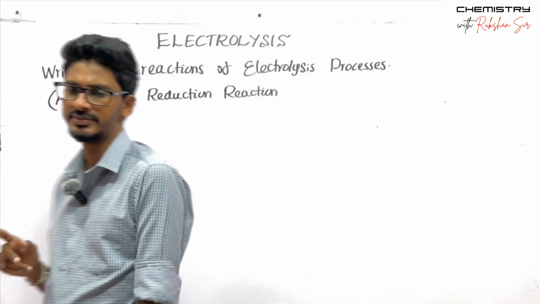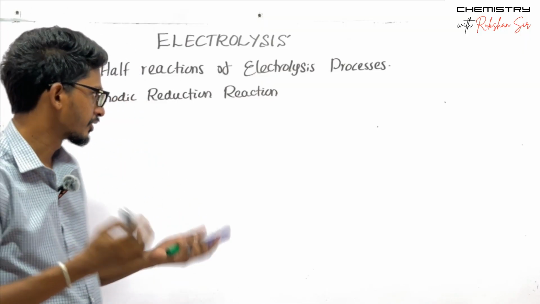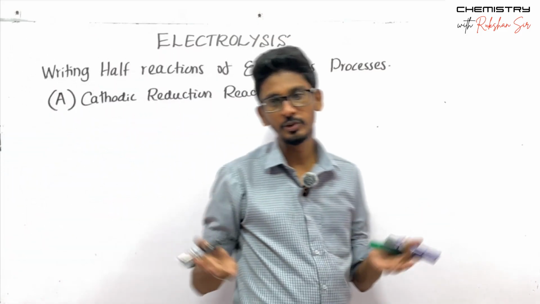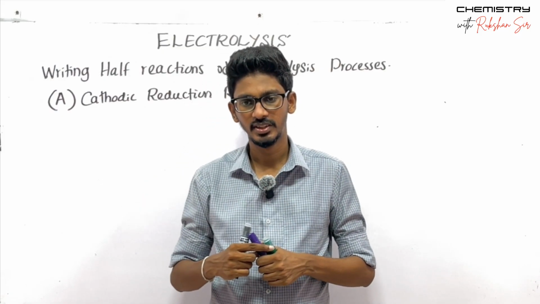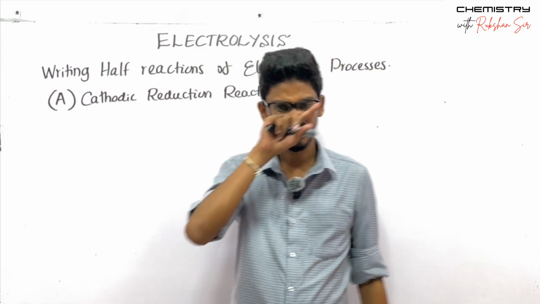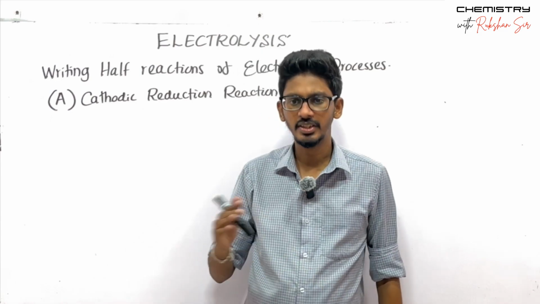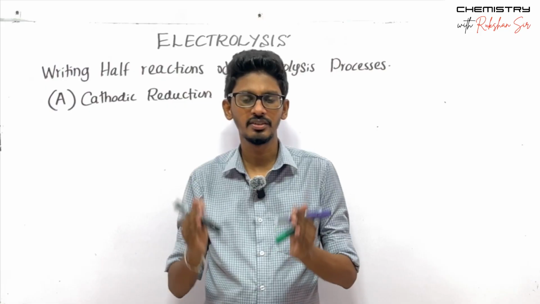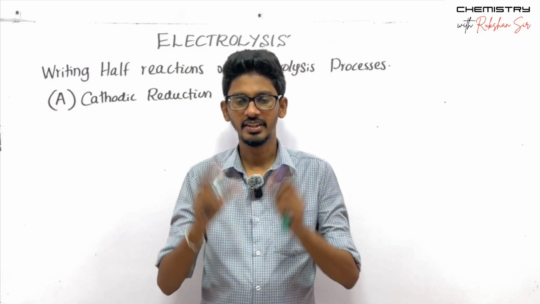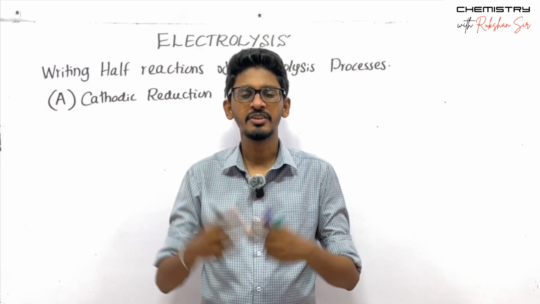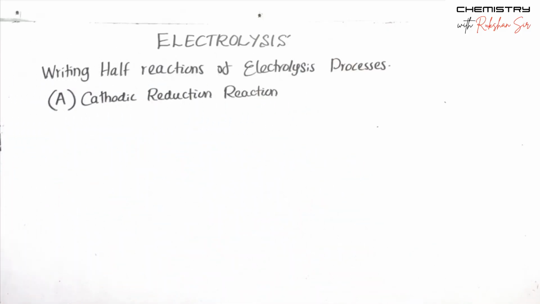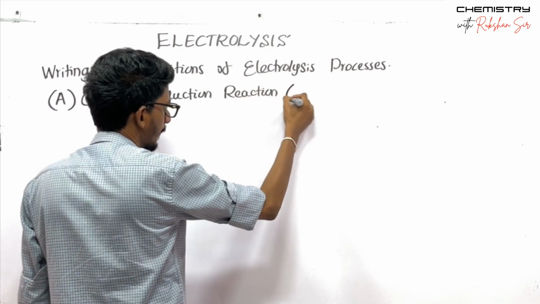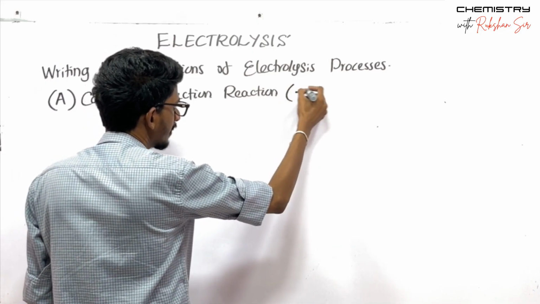So how to select? First of all, which species will get attracted to the cathode? And second task is how to select the species which will react first. The two tasks will be discussed here. First thing, which species in the solution will approach the cathode, and second thing, which one will react first at the cathode. The point is this: cathode is your negative terminal.